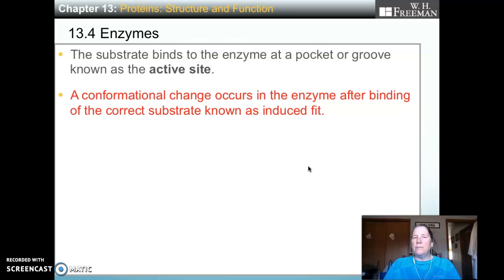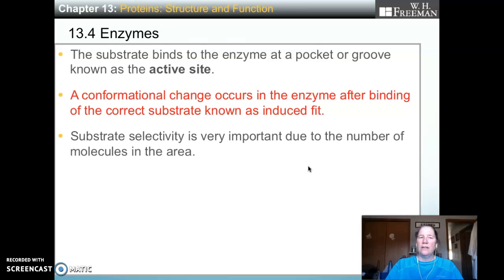The substrate that binds to the enzyme has a pocket or groove. Again, that's the active site. They fit together. If the wrong enzyme comes in contact, then it doesn't fit. So the change occurs in the enzyme after bonding to the correct substrate. That's why it knows that it belongs there. They fit together. It's an induced fit.